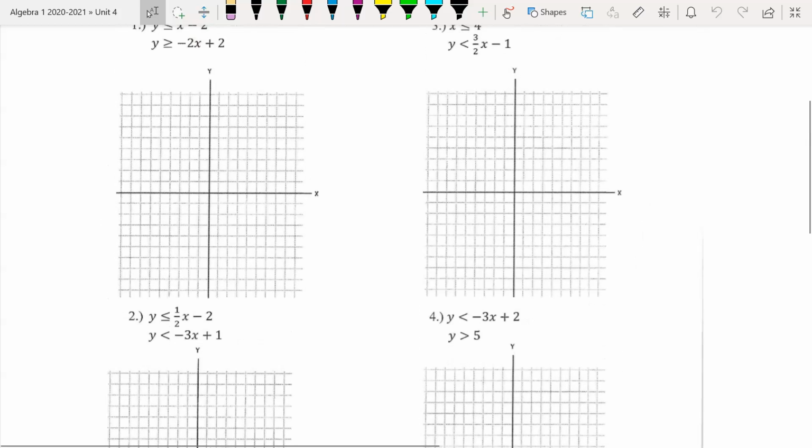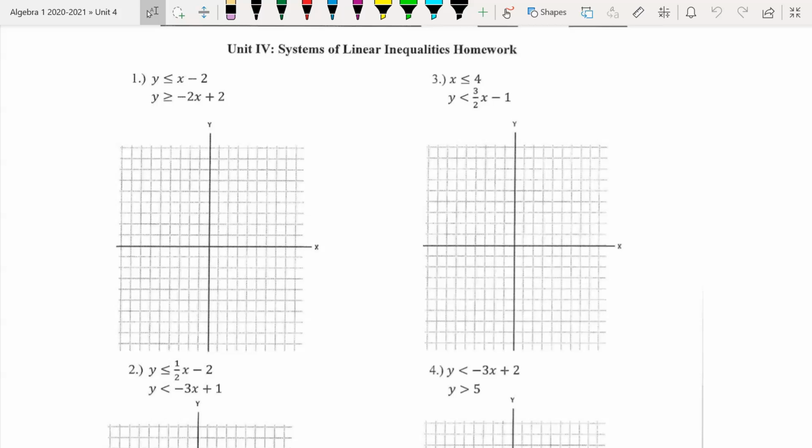So the review today that we're going to give you guys is just 4 problems that are very similar. However, we're going to graph them and solve them ourselves. So don't forget, we're just going to graph each line individually. So the first one's y less than or equal to x minus 2.